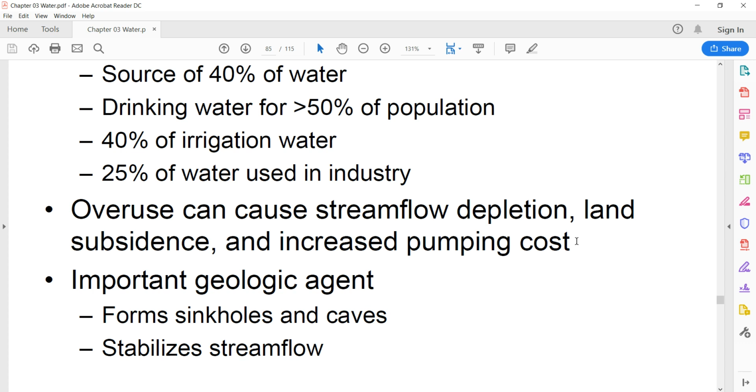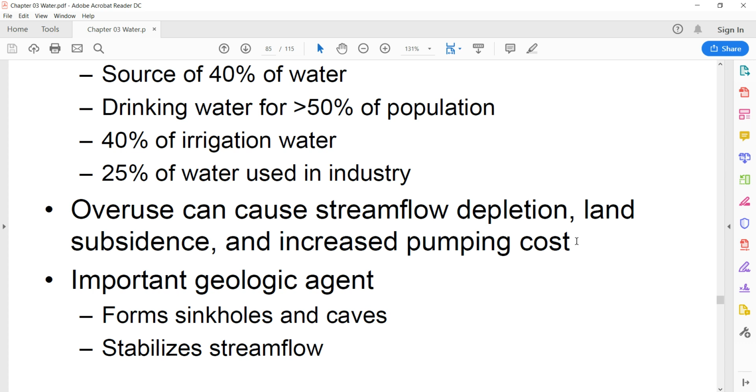Especially in the case of Florida, the entire state is sitting on a carbonate aquifer, or carbonate rock, and that's the reason we have so many sinkholes and caves, because these carbonate rocks have a tendency to dissolve as the water flows through them. So over the years, these dissolution features grow larger and larger, and they become large caves or sinkholes over time.